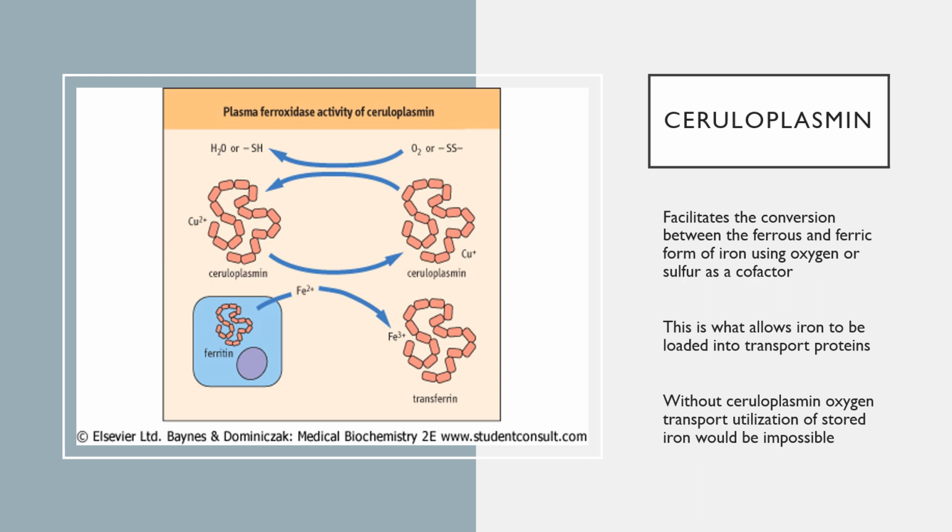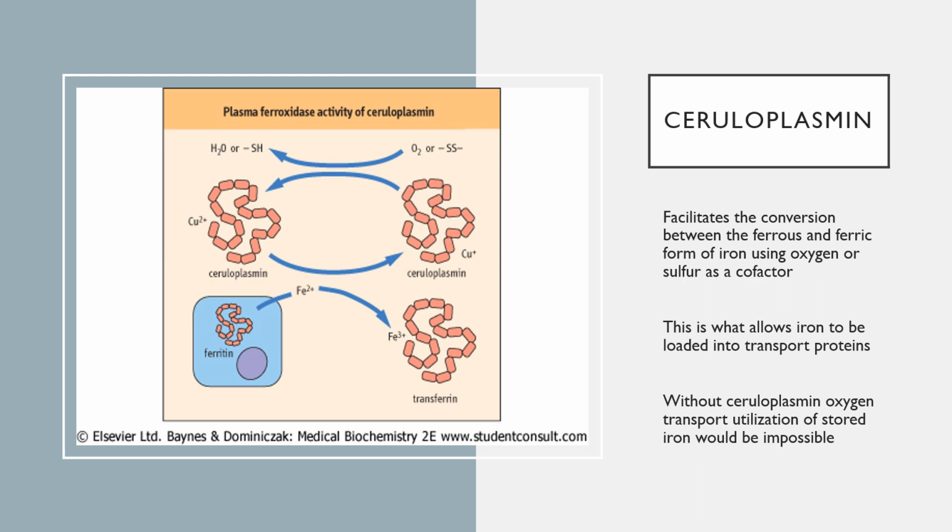So the reason that it does this is actually so that that iron in the ferric form is able to bind to the transport protein transferrin, which allows it to be transported really anywhere in the body for any purpose necessary. So without ceruloplasmin, iron metabolism is nearly impossible.